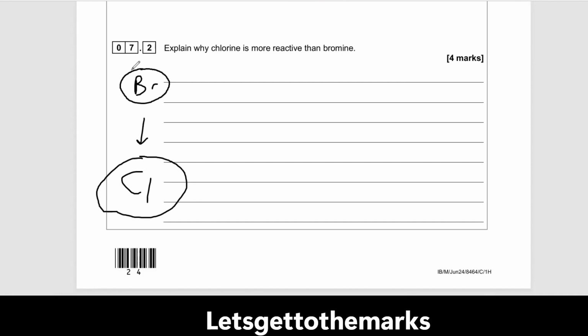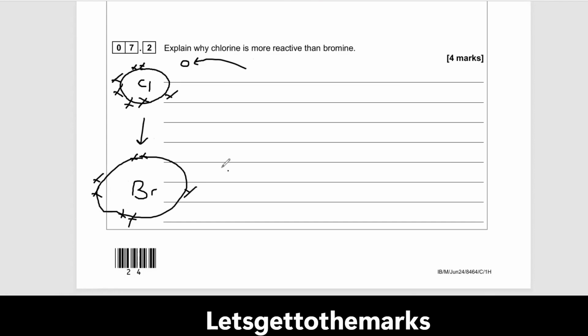Now, what are halogens trying to do? When they react, what is it that they want to do? They want to take an electron, right? I've done this the wrong way round. Oh! Okay, so chlorine is above bromine. Bromine's the bigger, fatter one. Okay, so why is chlorine more reactive than bromine? That would make sense, wouldn't it?